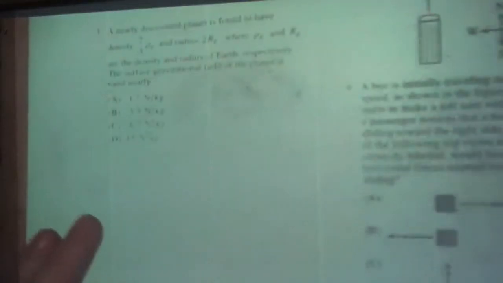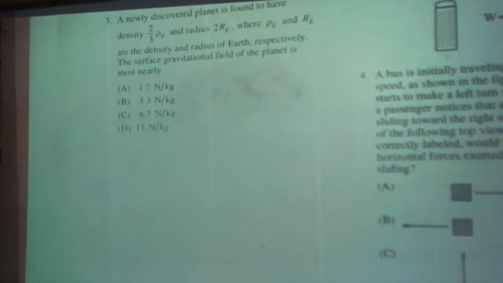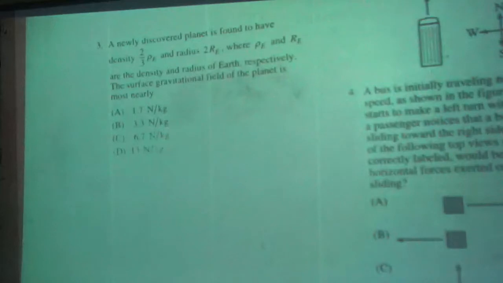Number 3, this one is a tough one. So we have a newly discovered planet. It's found to have a density of 2/3 the density of Earth, and has a radius twice that of Earth, where these are the density and radius of Earth. We want to know the surface gravitational field of the planet. So gravitational field is talking about little g.